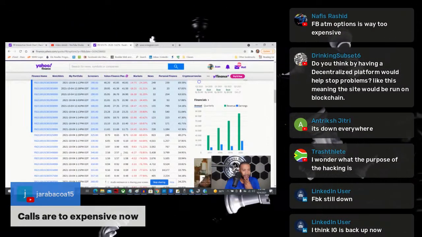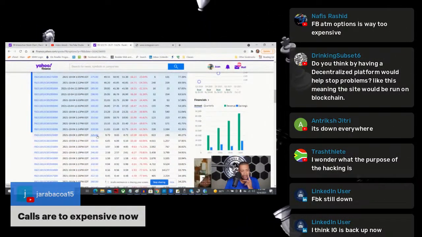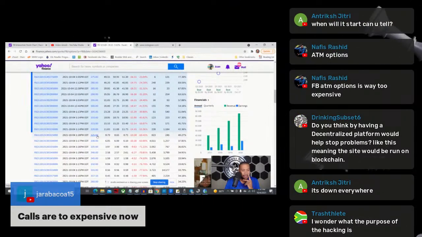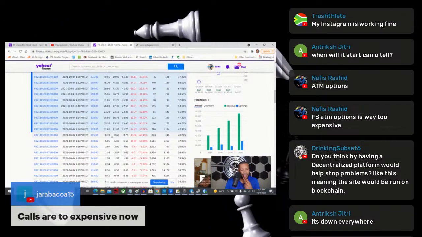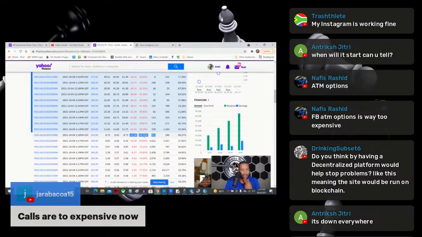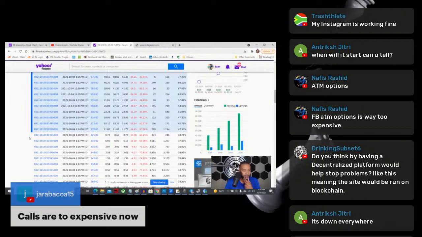What is it at now? Facebook at? So 325, right outside the money. So it would have to happen in the next 2 days because this is for next week. So I think a recovery could happen. But like I said, I don't have enough confidence to actually do this play though. But it does look like it could be a good play here, right outside the money at 325.